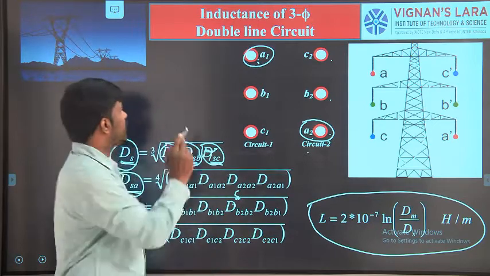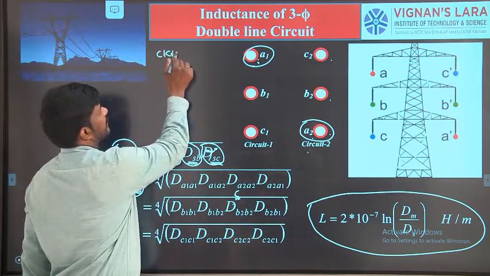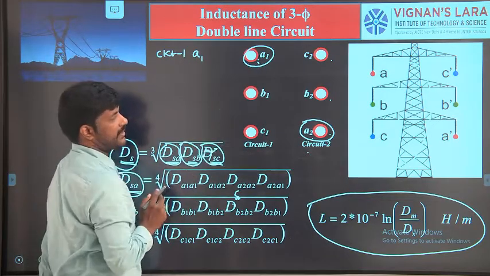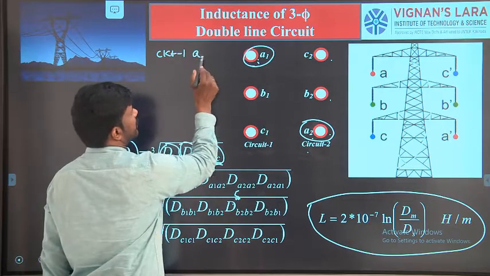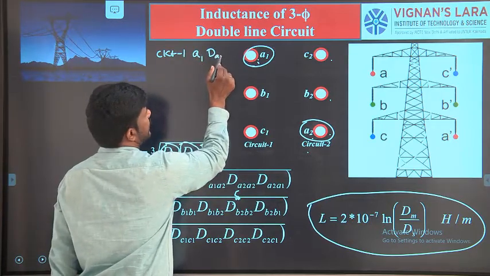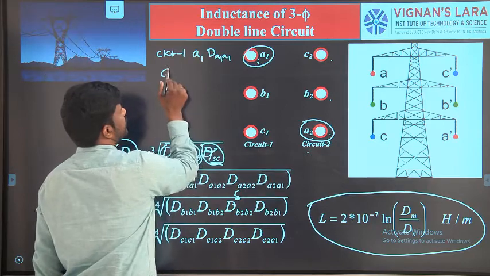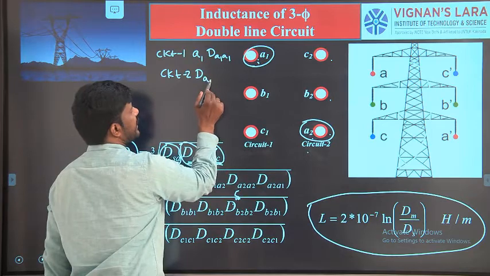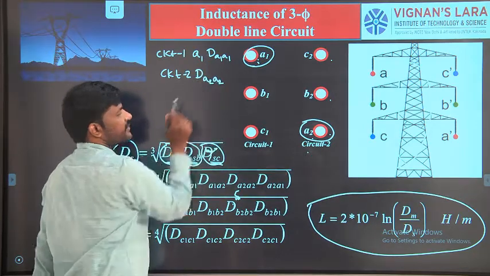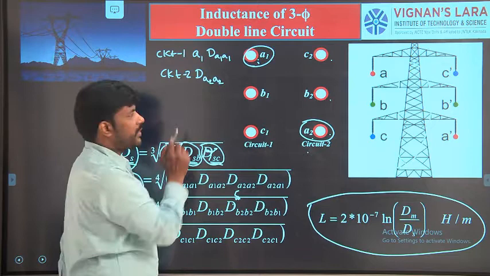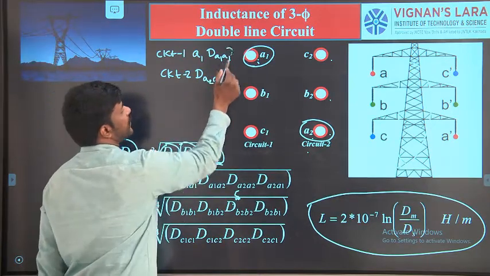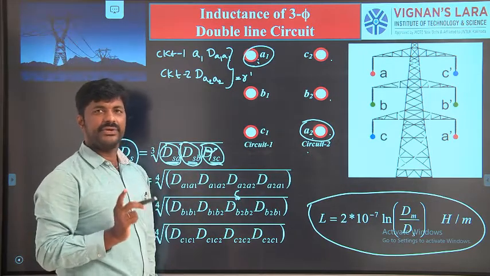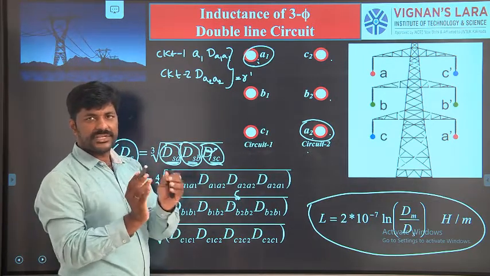I'll tell you. For circuit 1, there is conductor A1. Then what is the distance? We will call this its own distance dA1A1. For circuit 2, the phase is A2, and I will call that dA2A2. Sir, what are the values of this dA1A1, dA2A2? Yes, they are the fictitious radius whose value can be directly taken as R dash, which is 0.7788 into R. With these two terms it is not over.